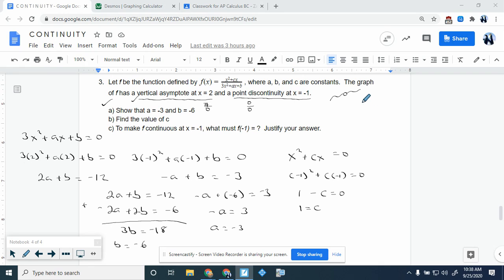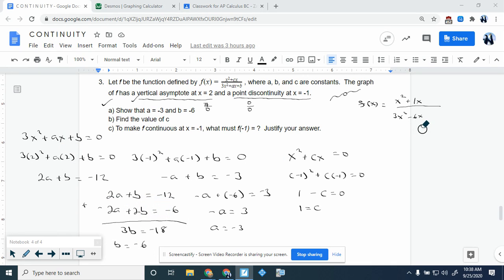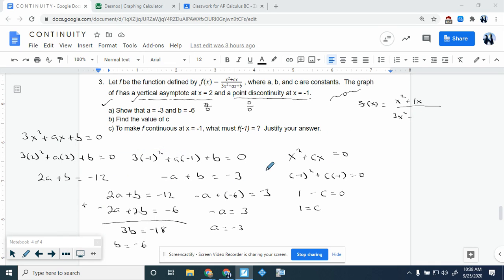So let me rewrite what I have here. I now have f of x, and it's x squared plus cx, so plus 1x, maybe I'll just emphasize the 1, all over 3x squared, and then the a was -6, so -6x, and then, oops, I screwed that up. A wasn't -6, that's what my b was. So let me just do a little eraser job here. Go back to my pen. All right, so a is -3, so -3x, and then b is -6. So this is what this would boil down to.